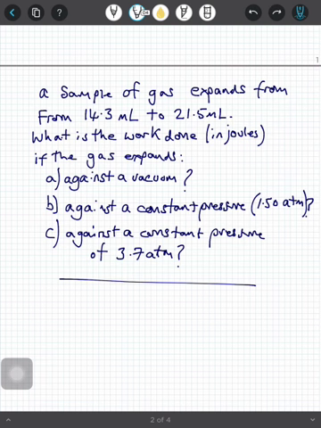Here's the first problem, similar to 16.6. Given a sample of gas that expands from 14.3 mL to 21.5 mL, you're asked what is the work done if the gas expands first of all against a vacuum, secondly against a constant pressure of 1.50 atm, and finally against a constant pressure of 3.7 atm.